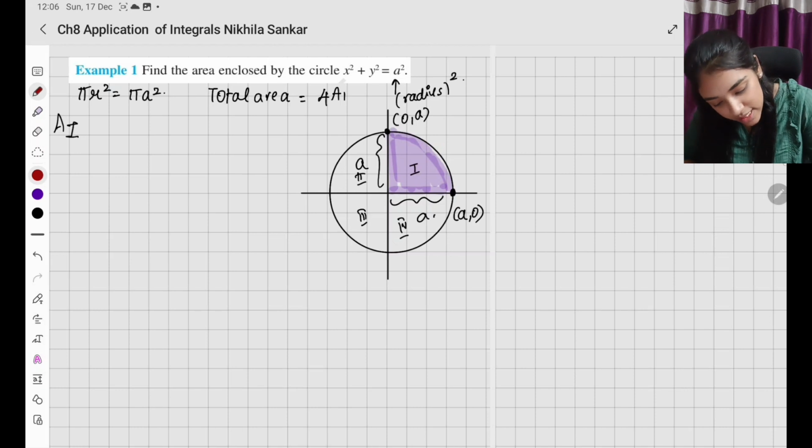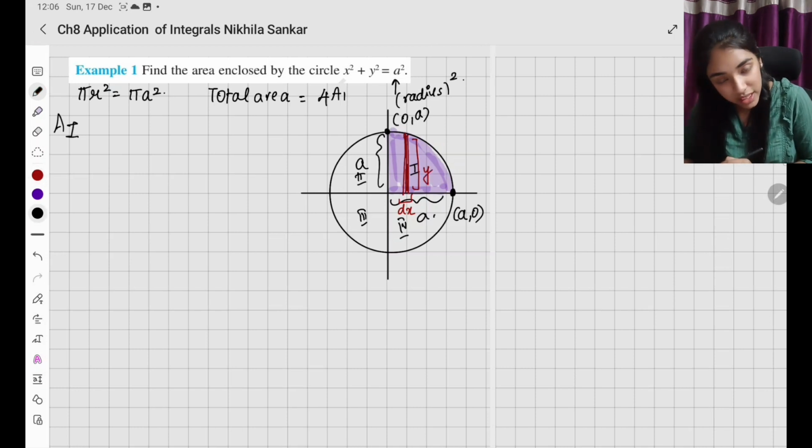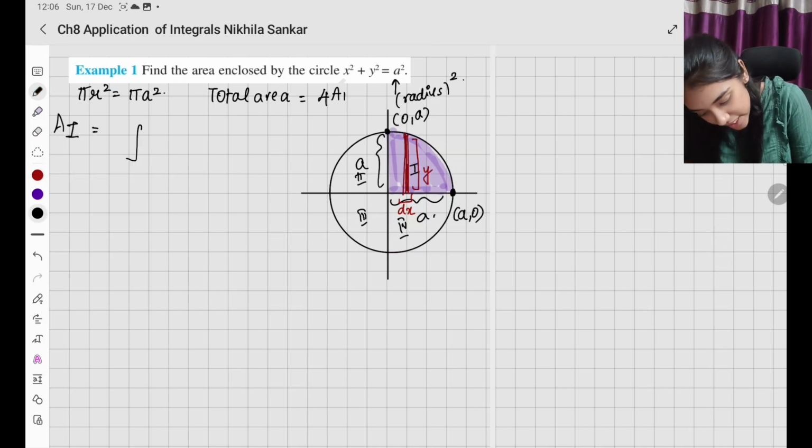I'm going to take a thin strip. I can take it along the x-axis or the y-axis. Okay? So this is going to be my thin strip. Now where is this? This is along my x-axis. So this is going to be dx, and this particular thing is going to be my y. So how does my integral look? It is going to look like integral of y times dx.